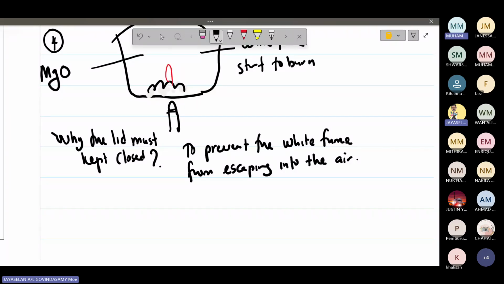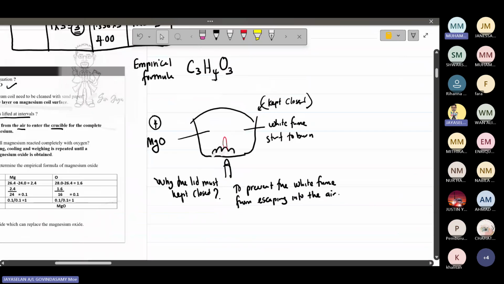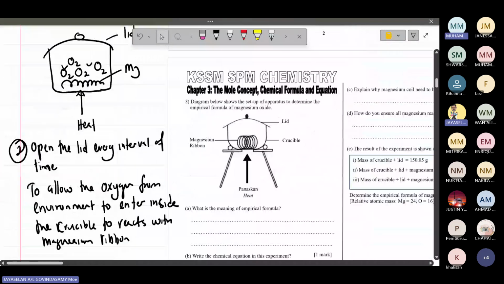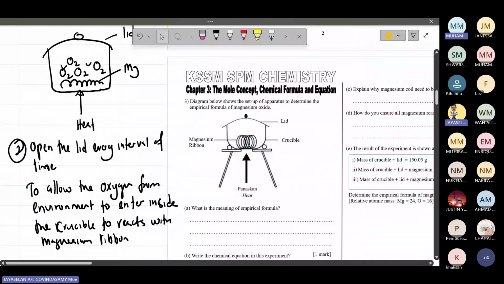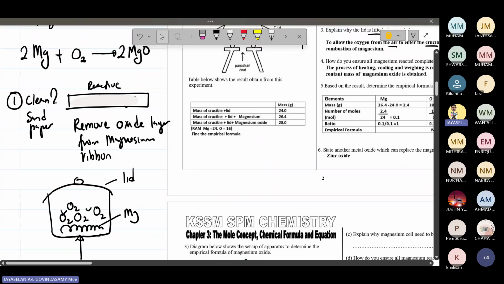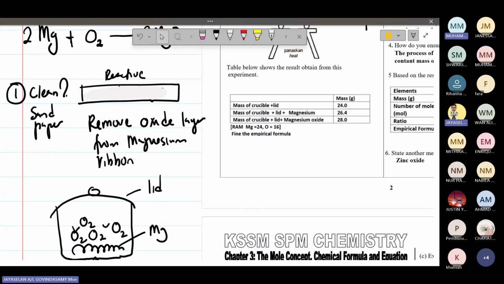Untuk soalan yang nombor 2. Sir. Huh? Soalan Amirul? Nombor 2 tadi. Okay. Explain why magnesium will need to be cleaned with sandpaper, right? Oh, that is the first question. Kalau soalan dia tukar jadi zinc ataupun aluminium.